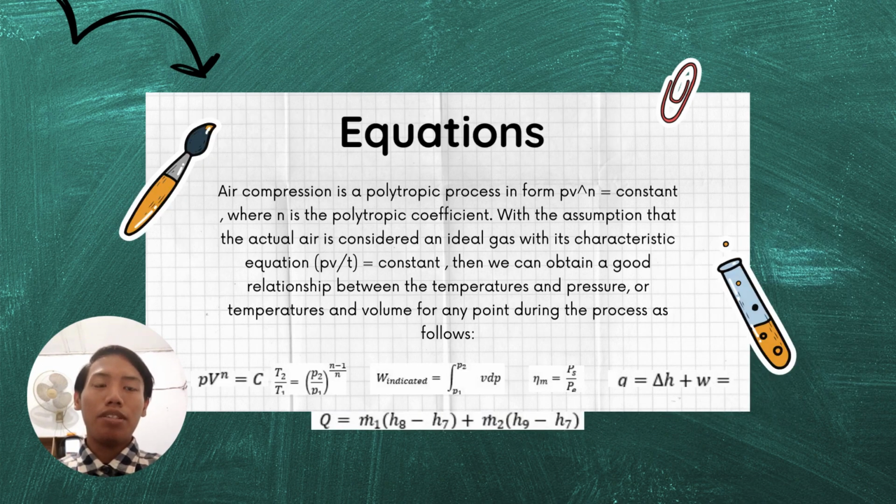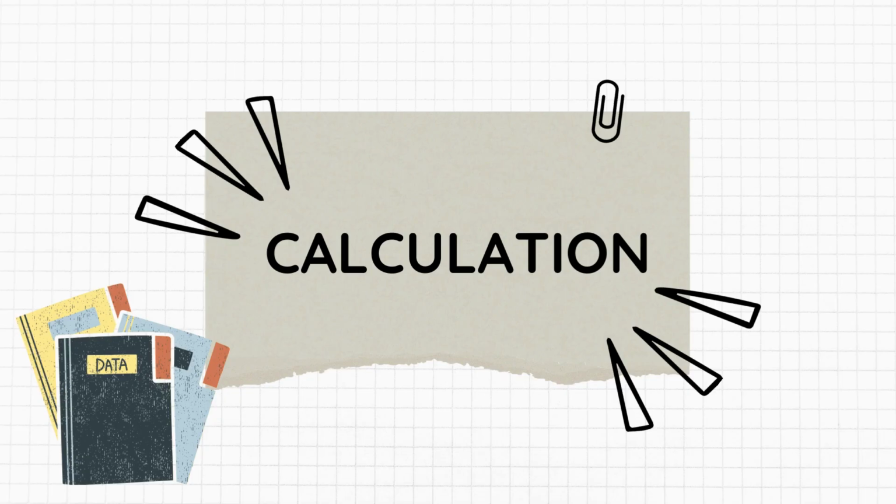So next I'm going to explain about the equations that we use in this experiment. Air compression is a polytropic process in the form PV to the power of n equals constant, where n is the polytropic coefficient, with the assumption that the actual air is considered an ideal gas with the characteristic equation PV over T equals constant. Then we can obtain a good relationship between the temperatures and pressure, or temperatures and volume, for any point during the process as follows. In the below part of the slide is the equation that we use and arranged. Now, let's look at the calculation part.